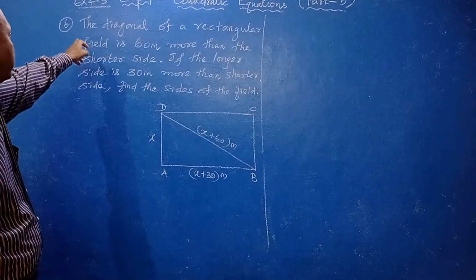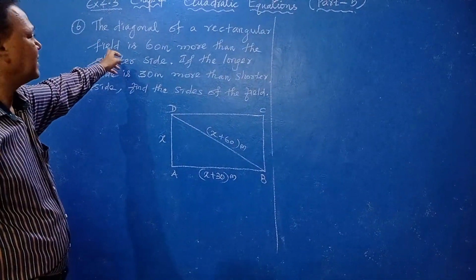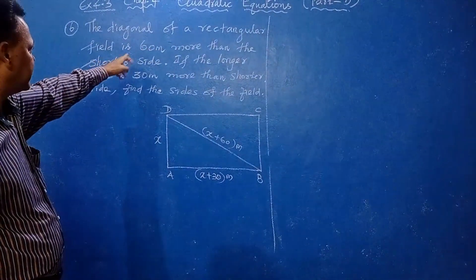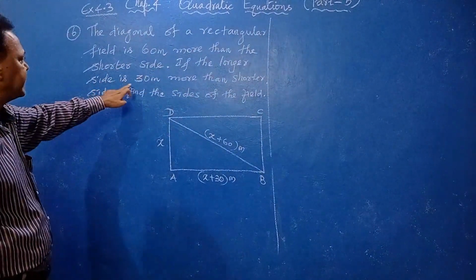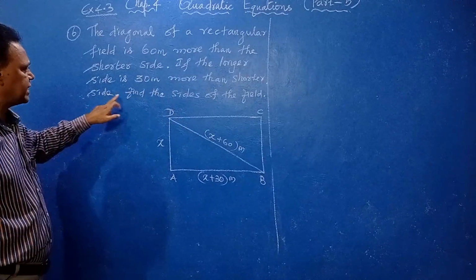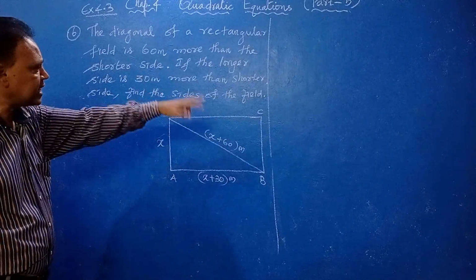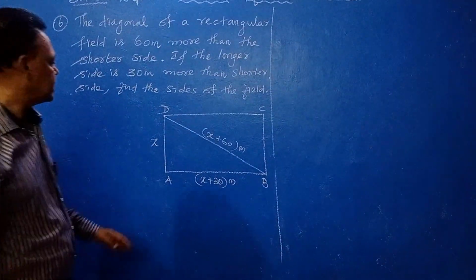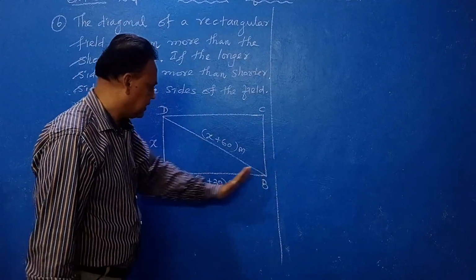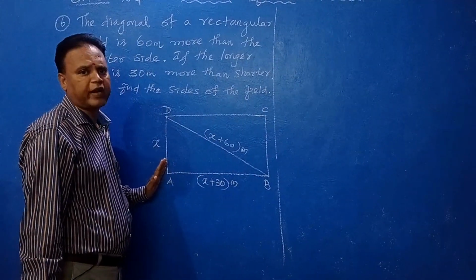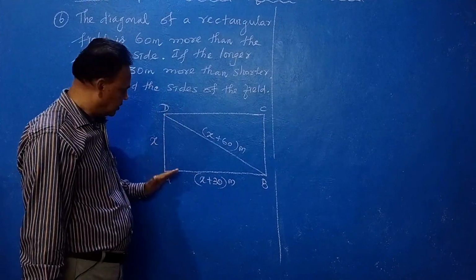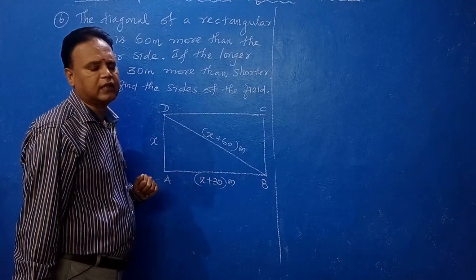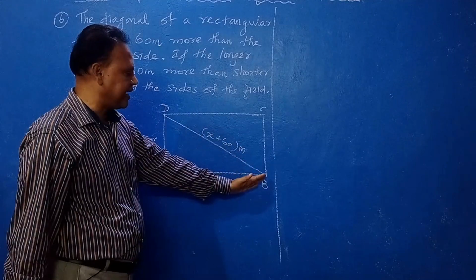Next problem. Sixth problem we will see. The diagonal of a rectangular field is 60 meter more than the shorter side, and the longer side is 30 meter more than the shorter side. Find the sides of the field. See, the field is rectangular in form. So rectangular means, you know, the shorter one is the breadth of the rectangle, the longer one is the length of the rectangle. Then take the diagonal.